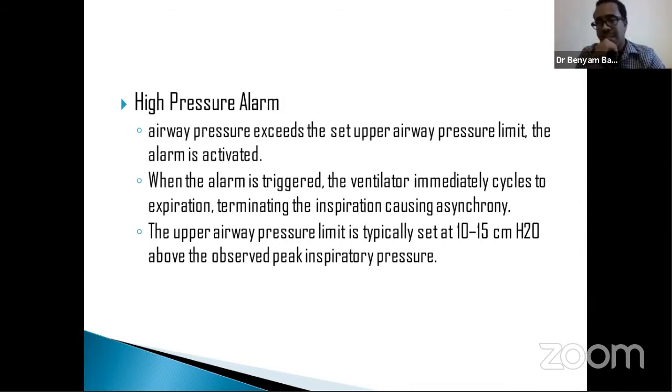Once that high pressure alarm is triggered, the machine will try to cycle to expiration. So at the end, they will develop asynchrony, because inspiration will be terminated prematurely.